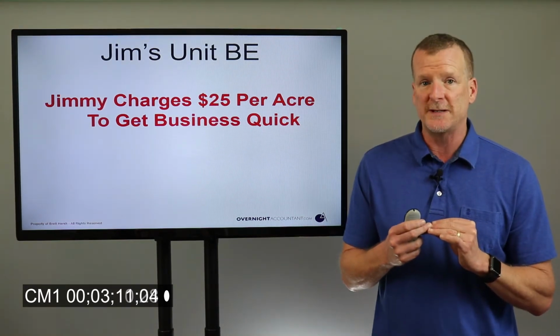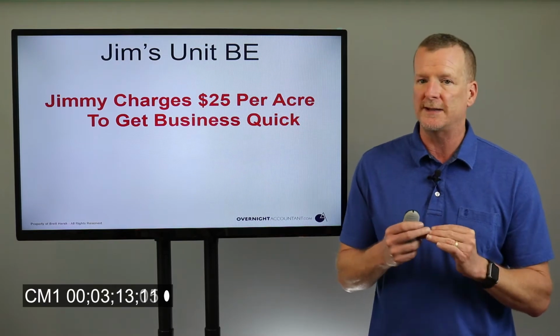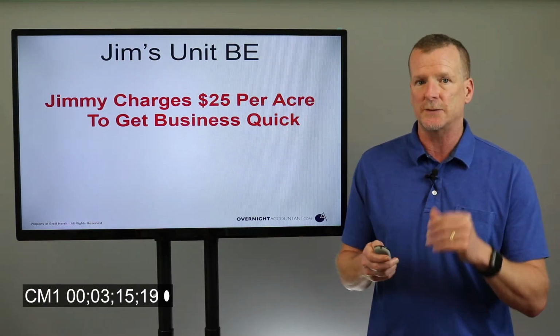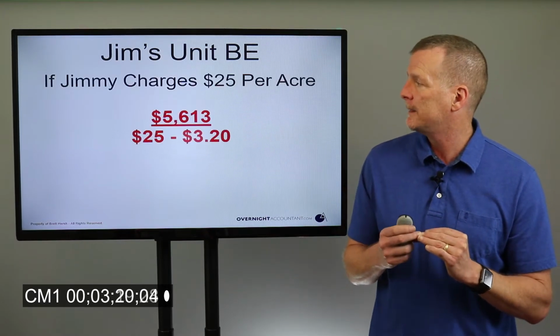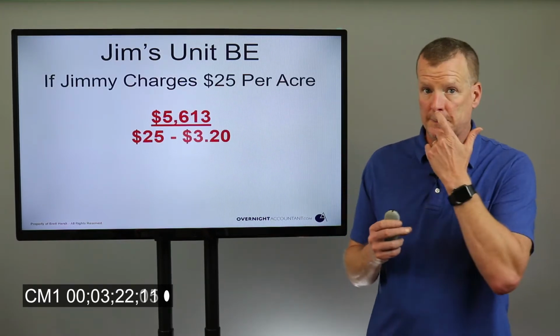You may be thinking about doing that. You may know people who have done that. Well, Jimmy's doing the same thing, and let's see what happens with Jimmy. If Jimmy charges $25 per acre, here's his break-even formula.